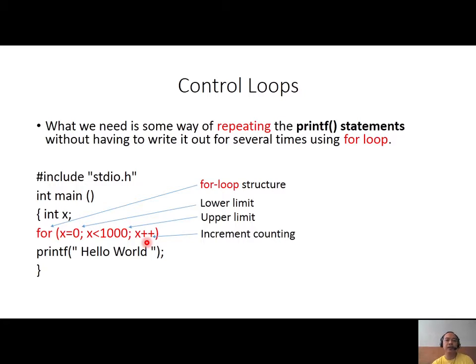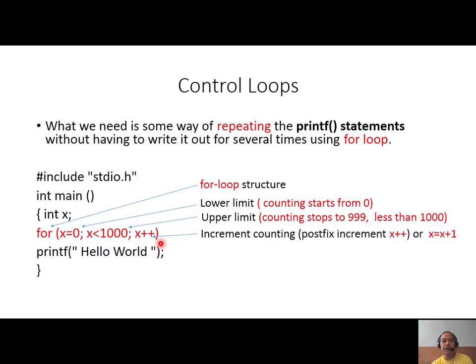How do you do the increment counting? It starts from zero because x equals zero, then it will stop when it is 1000, which means counting from 0 to 999, so there are 1000 hello worlds. The increment counting x++ is a postfix increment, or you could say x is equal to x plus 1.